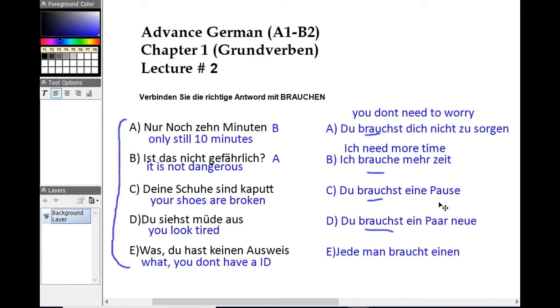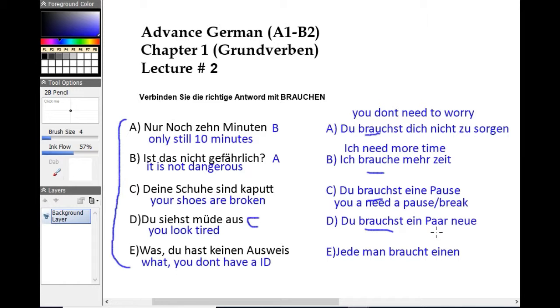Du brauchst eine Pause. You need a pause or a break. So du brauchst eine Pause. Which sentence has a similar meaning as this? You look tired. This D has a similar meaning as C. So the perfect answer is C.